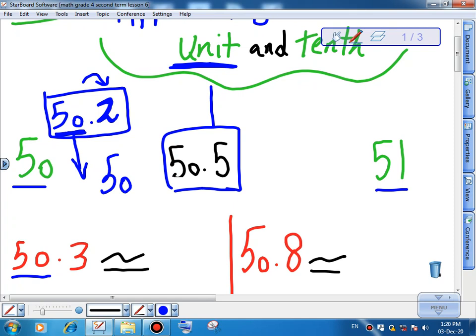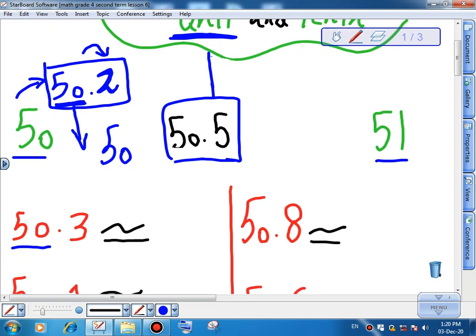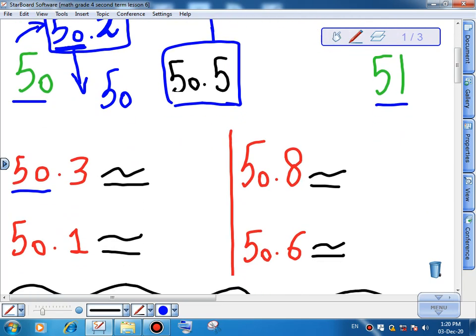So 50 is nearer to 50.2 than 51. So approximating 50.2 will be only 50. If I have 50.3, approximate to the nearest unit, 3 is smaller than 5. It's a weak number. It's lying in this space. So the decimal part is a weak part, so it doesn't do anything. No increase. Just go, leave the whole part as it is. It will be 50. Okay?